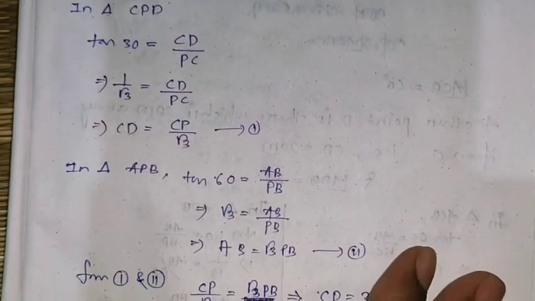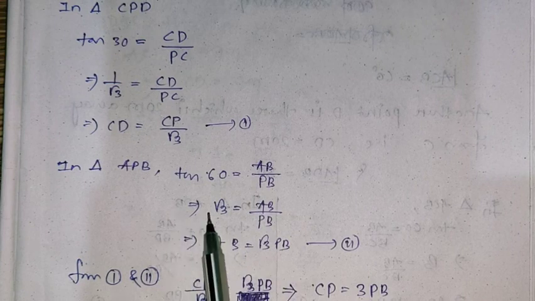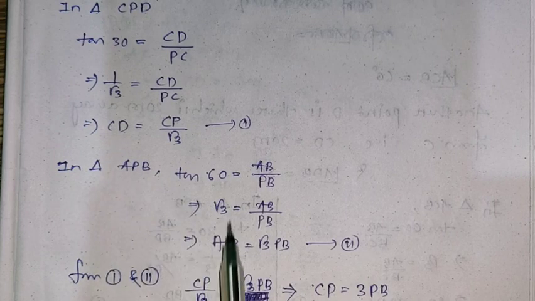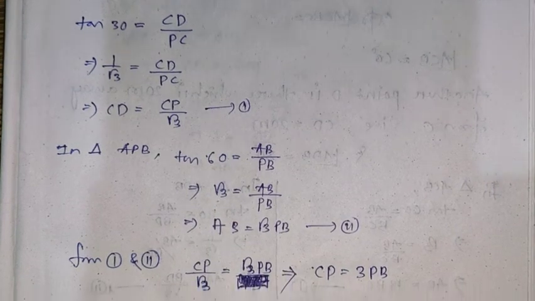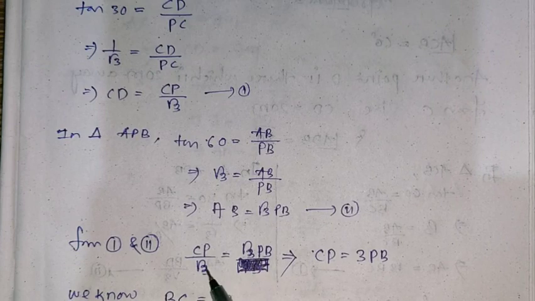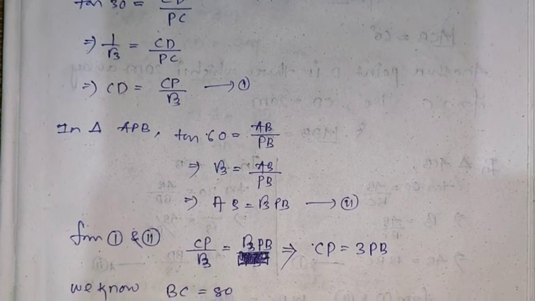similarly tan 60 is equal to AB by PB. This is root 3. Root 3 is equal to AB by PB. This implies AB is equal to root 3 into PB. Given that AB is equal to CD, because these two poles are equal height, from equation 1 and 2 I can write CP by root 3 is equal to root 3 PB. This implies root 3 will be multiplied, CP is equal to 3 PB, right? Understand up to this? Okay.